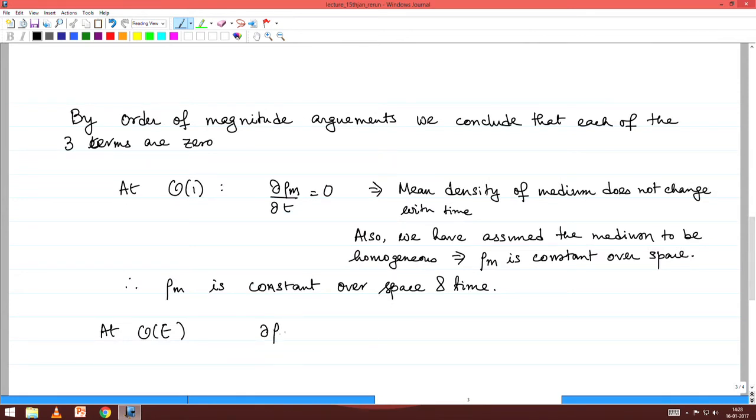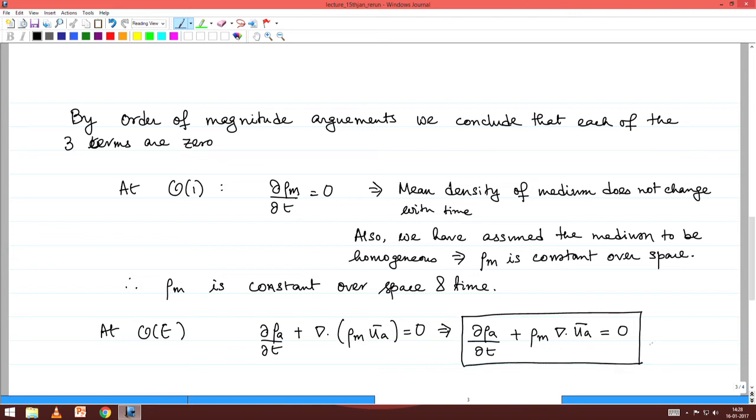So, del rho a del t plus del dot rho m u a has got to be 0. But rho m, as we have seen, is constant over both space and time, which means you can pull rho m out of the differentiation process within this divergence operation. So, that essentially means del rho a del t plus rho m del dot u a has got to be 0. Okay. This is an important equation which we mark as equation 1.